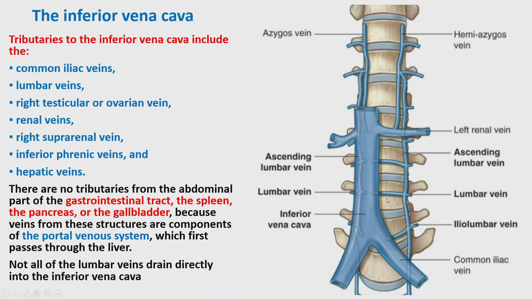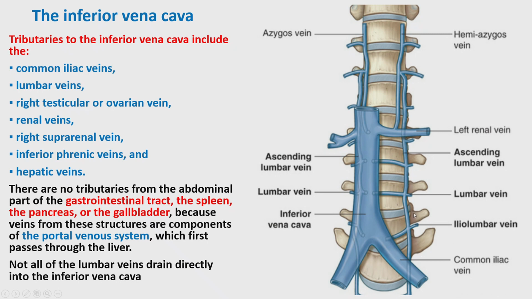There is a difference. We know that the abdominal aorta gives the parietal branch as 4 lumbar arteries, paired lumbar arteries, and that's it. But we don't have the ascending lumbar artery.